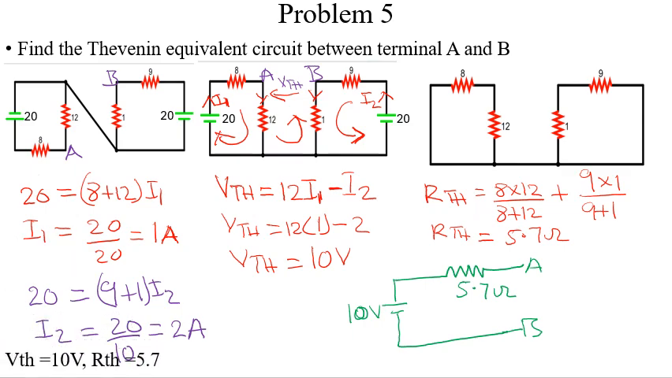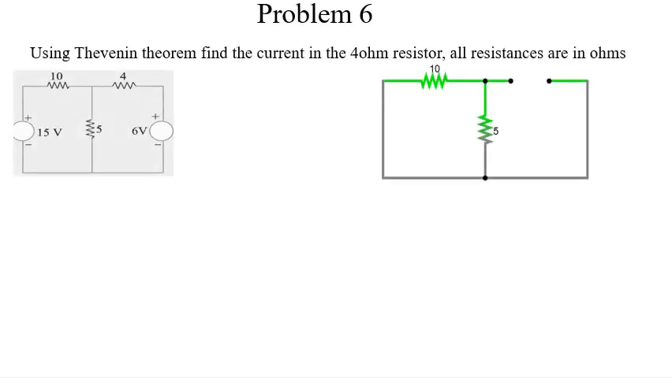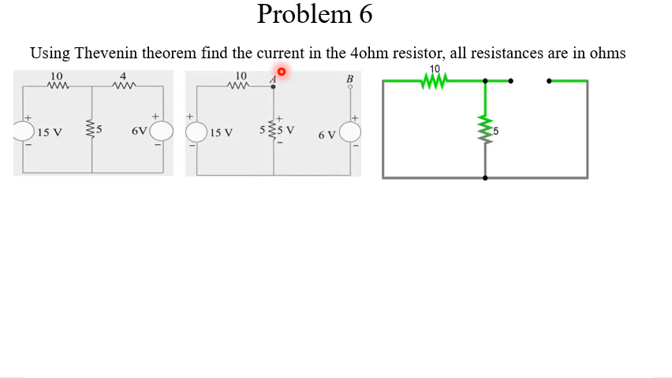So with our last problem, we need to find, using Thevenin, the current in the 4 ohm resistor. All resistances are in ohms.